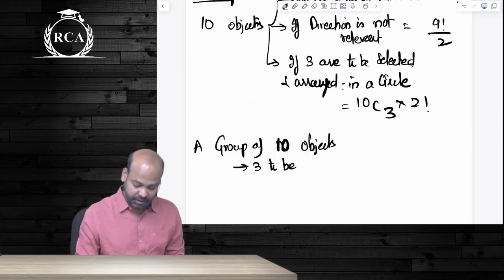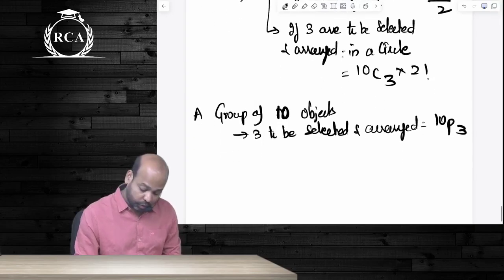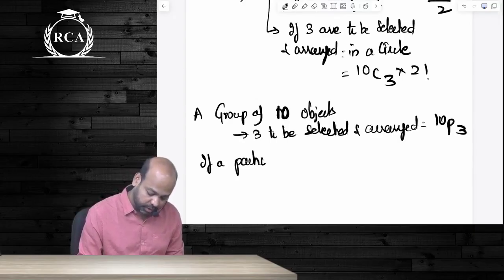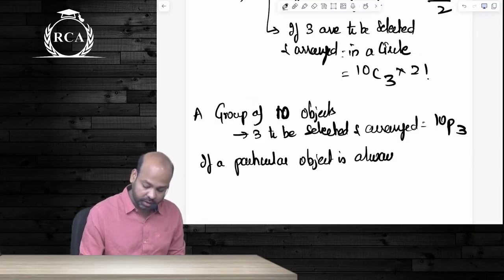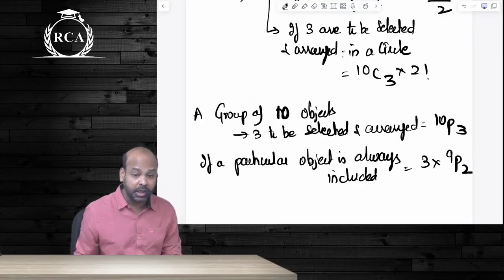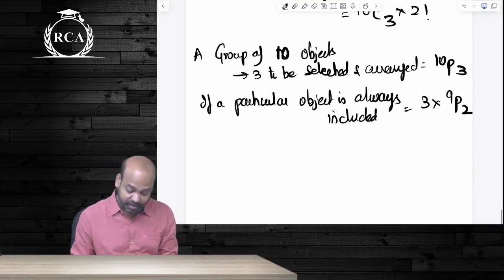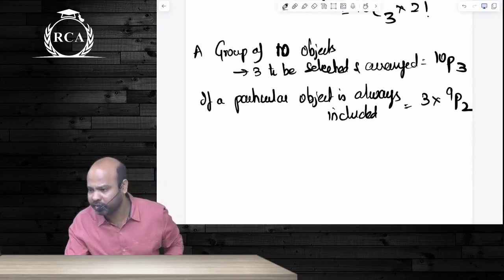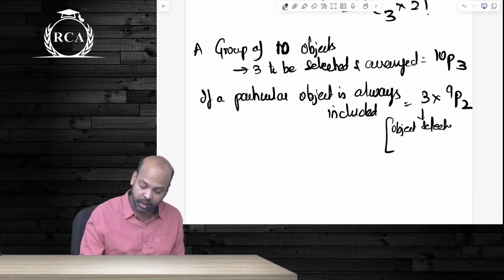A group of 10 objects, 3 to be selected and arranged. If 3 are to be selected and arranged, in how many ways can you do that? 10P3 ways. Yes or no? What if a particular object is always to be included? A particular object is always included. 9? 3 times 9P2. That particular object selected can take any of the 3 places in how many ways? 3 ways. Then into 9P2. Don't forget, applied math. Are you getting that 3? What is that 3, beta? The object selected can take any of the 3 places.